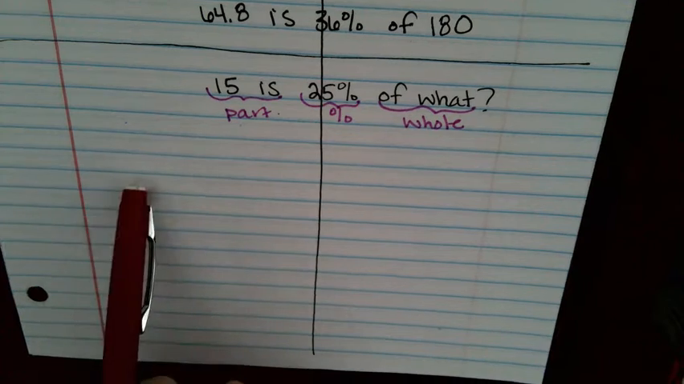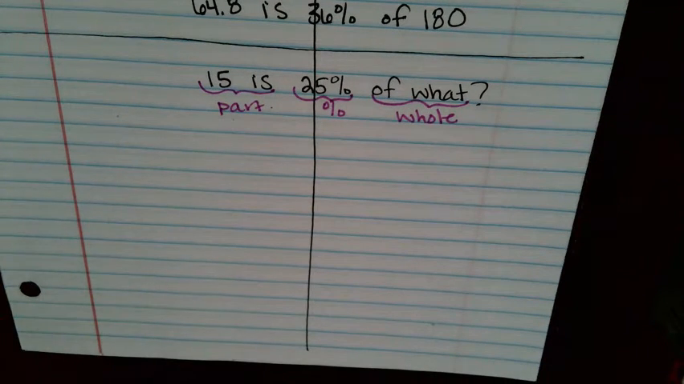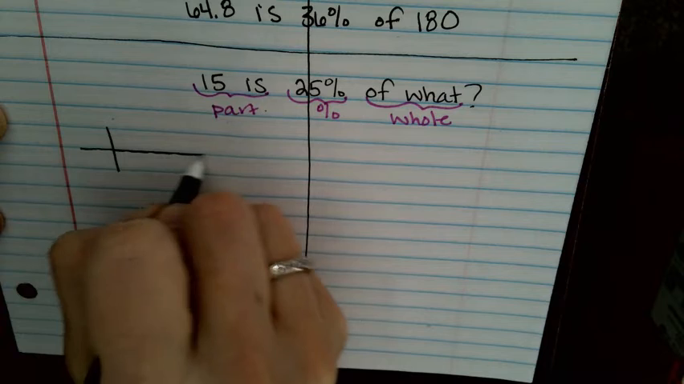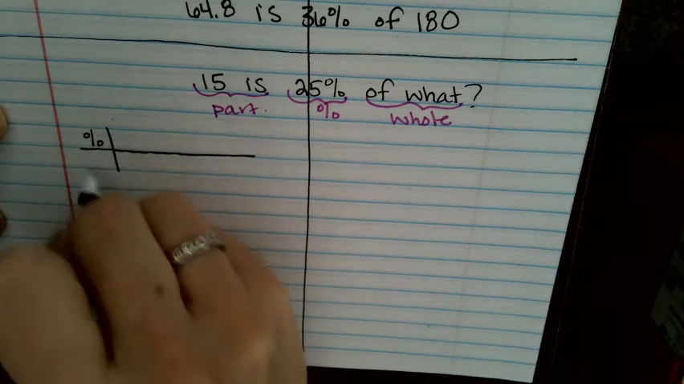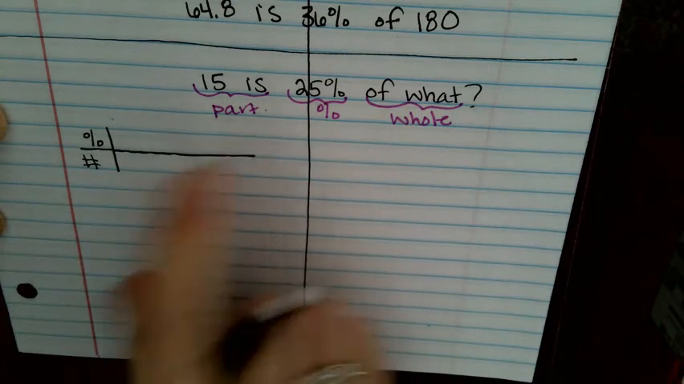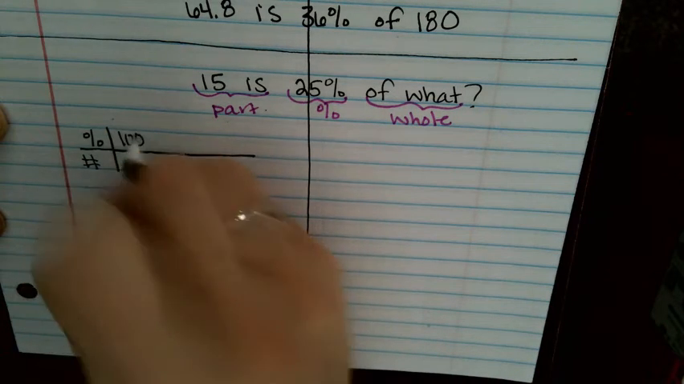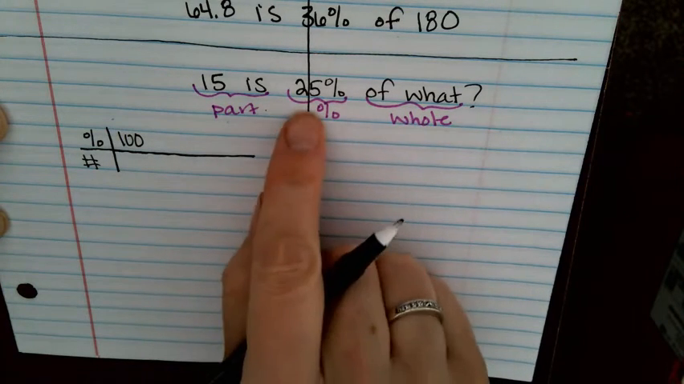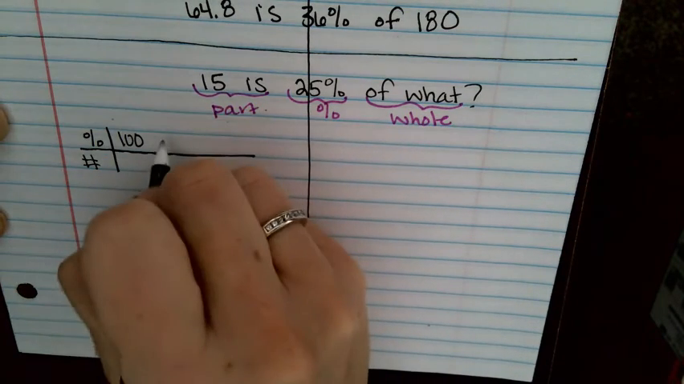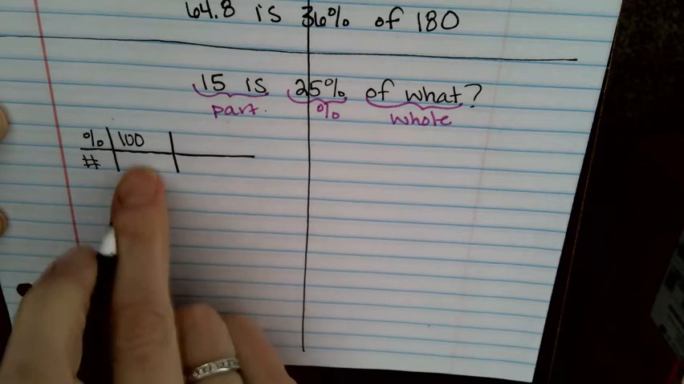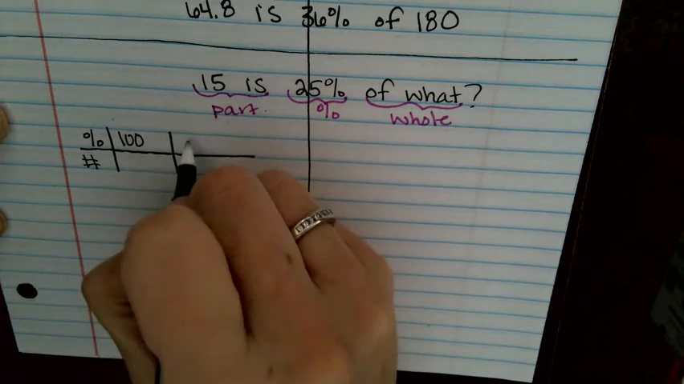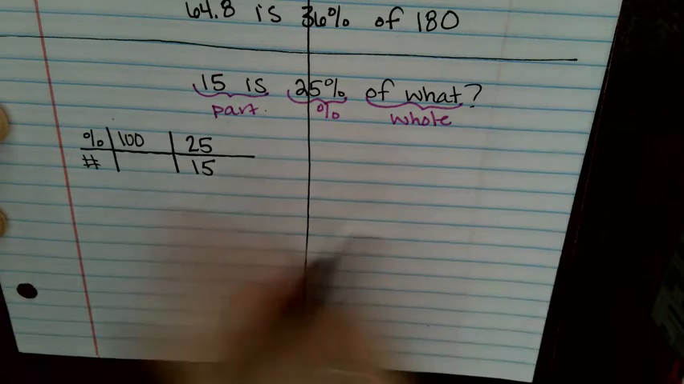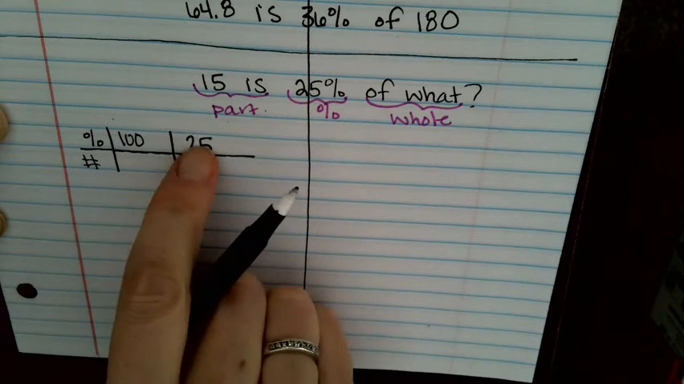So we're going to do it with the table, and we'll do a proportion. With the table, again, we're going to put our percent on the top and our number on the bottom. Now, I always start with 100%, but here's the thing. I don't know what 100% is yet. I only know that 25% is 15. So I'm going to leave this one blank because this is what I'm looking for. And I know that 25% is 15. So again, I've got 100 and I've got 25.